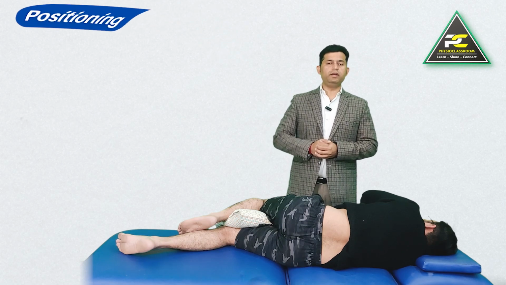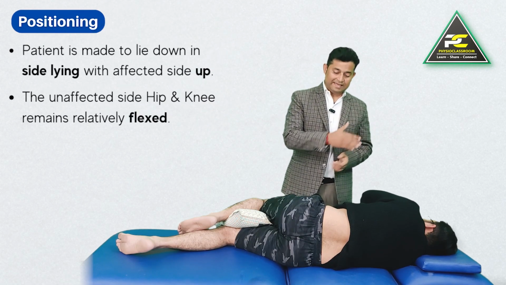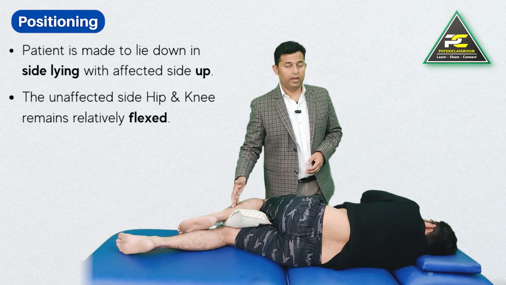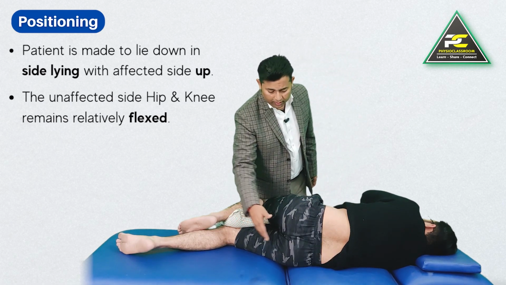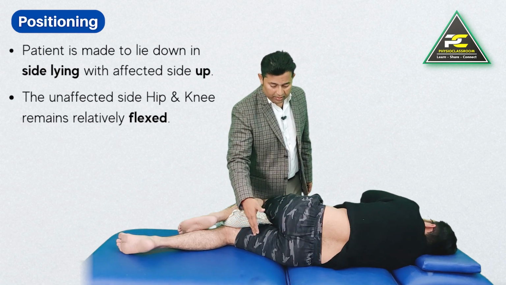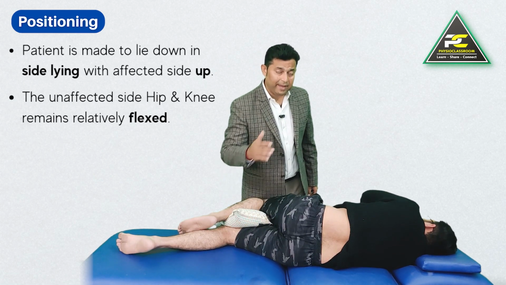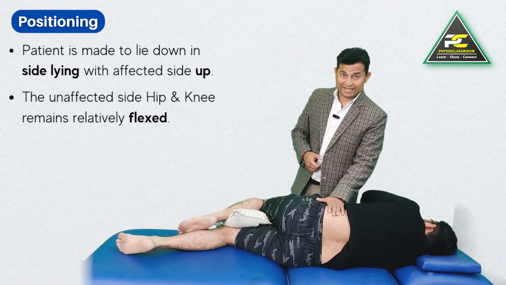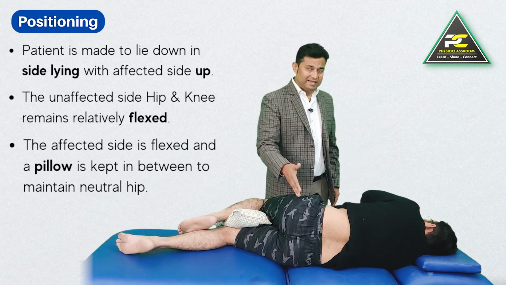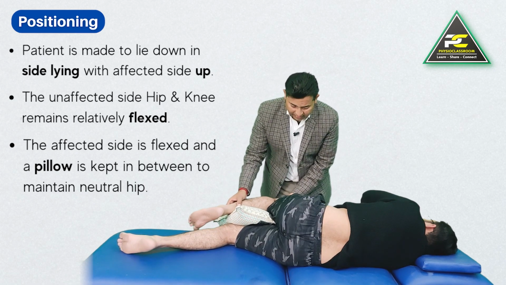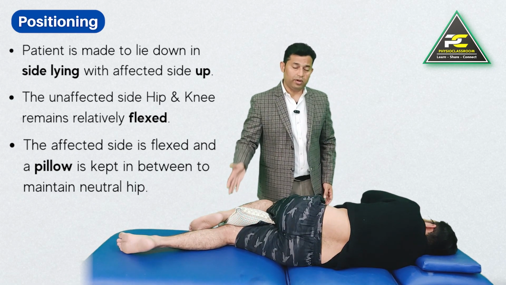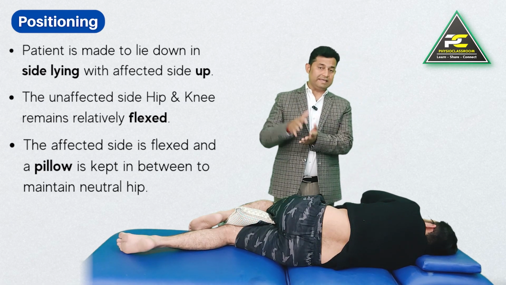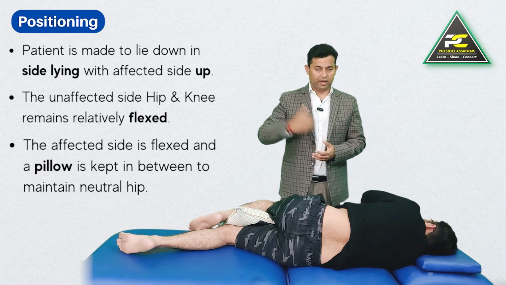To perform the treatment, the patient is made to assume the side lying position so that the affected side is up. And now from here, the lower limb, that is the unaffected side lower limb, is made to assume a hip knee flex position so that the patient remains relatively stable. The hip of the affected side is made to flex around 90 degrees and the knee is flexed to 90 degrees. It is supported by a pillow so that the hip joint is neither adducted nor abducted.